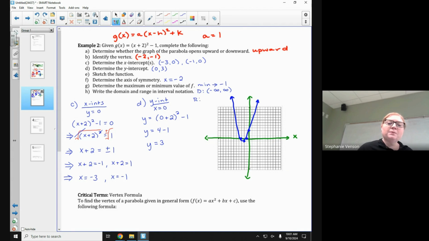Okay, now this time our parabola is not facing down. So we're not going to do negative infinity to the maximum. Instead, we're going to do the minimum number to infinity. So what did you tell me the minimum number was for this parabola? That's right. So it gets a bracket because we actually hit that value of negative 1. And then we go up to infinity. So negative 1 to infinity.